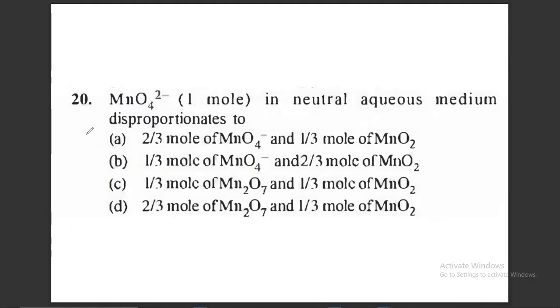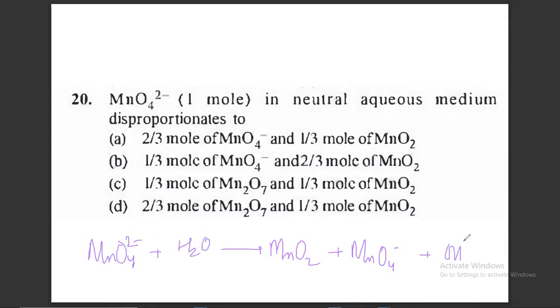Permanganate in neutral aqueous medium disproportionates to. So this is a disproportionation reaction. If you don't write the reaction, you have to answer the question. So first, let us write down the ionic equation in order to answer the question. So right here, water. This reacts with water, it turns to pyrolusite ore and permanganate ion. This was manganate plus hydroxide.